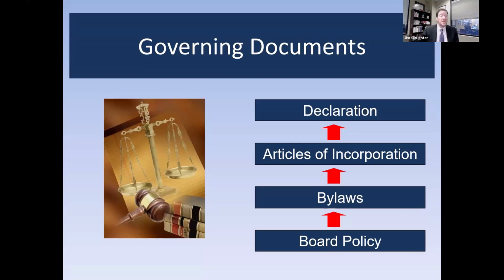There's this other document. You've probably never looked at it, but you should. It's called the Articles of Incorporation. It's a corporate document. It gets filed with the Secretary of State's office. It's what creates the nonprofit corporation. You don't have to be a nonprofit corporation if you're a condominium, but you do need to be a nonprofit corporation if you're an HOA. Almost all associations are nonprofits because it gives certain protections.